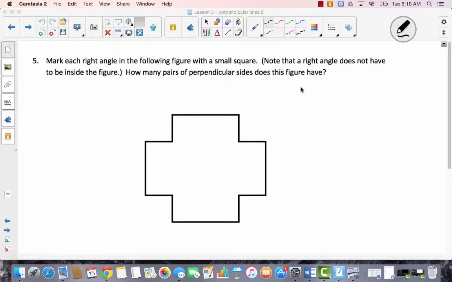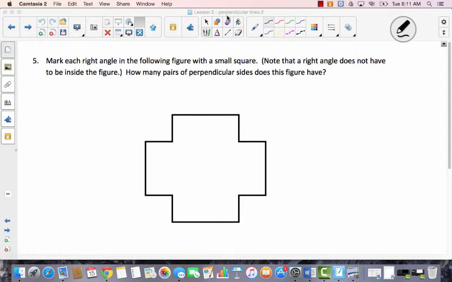I want you to pause the video, and the first thing I want you to do is mark every right angle that you see, and then come back and double check and see if you got the same thing that I did. Then I want you to see how many pairs of perpendicular sides you have. So let's do the right angles first, but remember, I want you to try to do this by yourself first.